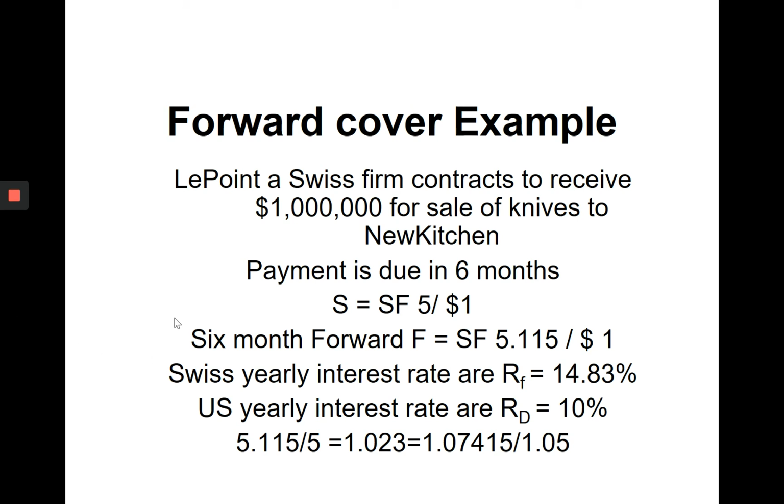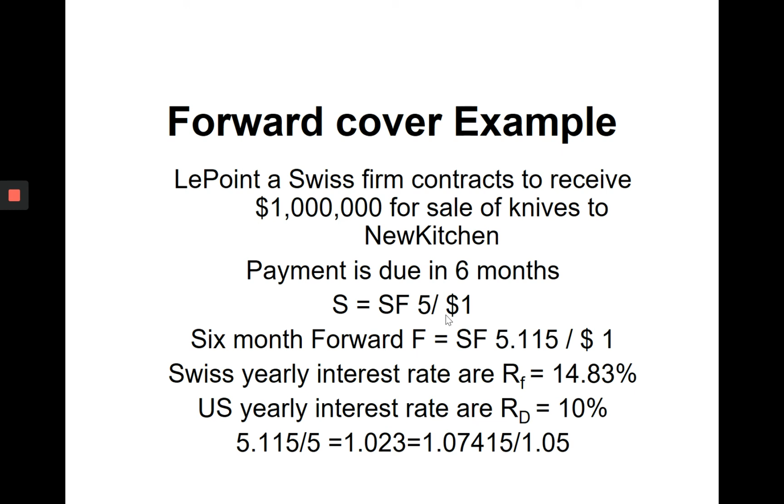And of course, you have seen this in my past lectures too. If the dollar is more expensive in the forward market, we say the dollar is at a forward premium. And if the dollar is cheaper in the forward market, we say the dollar is at a forward discount. And we say the dollar is at forward parity if the spot and forward prices are the same.